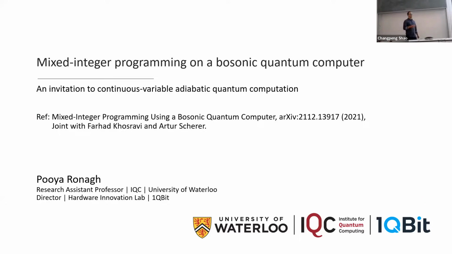And this is mostly just the motivation for talking about a different flavor of adiabatic quantum computation, specifically with continuous variable quantum information. This is joint work with Farhad Khosravi and Arthur Scher, both from 1QBit.